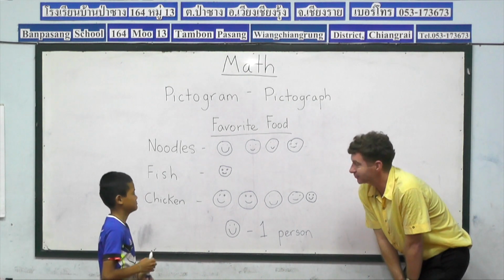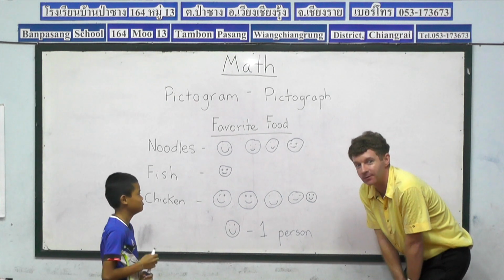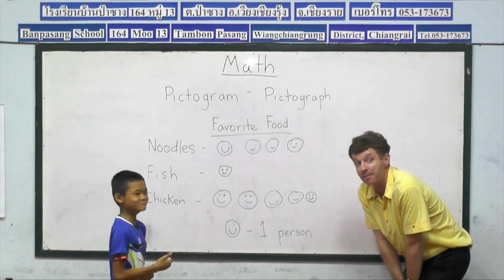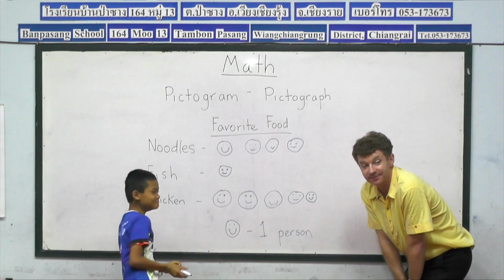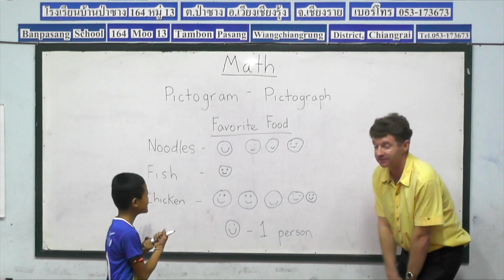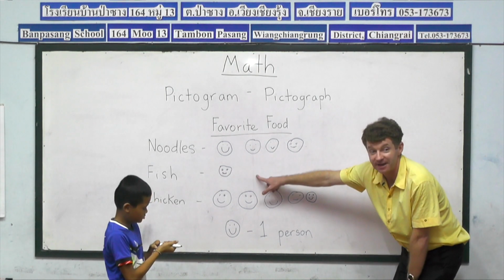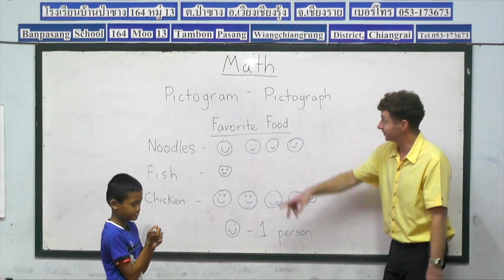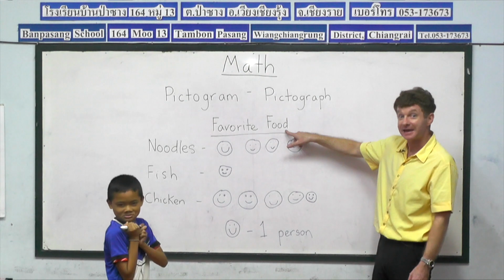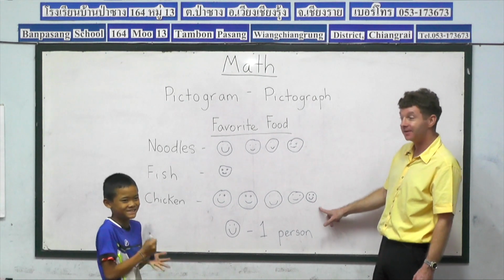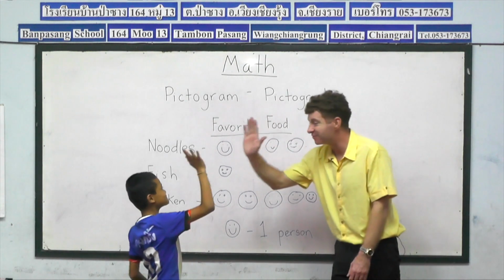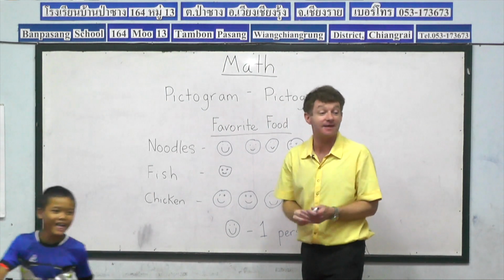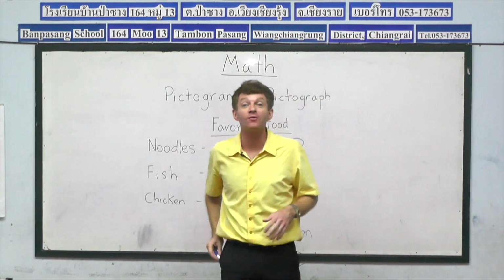Chicken. So which one has the most votes now? How many does chicken have? 5. How many does noodles have? 4. How many does fish have? 1. Which one wins? Chicken. So our favourite food in the classroom is chicken. Chu, that was excellent. High five. And now, guys, let's have a big round of applause for everybody doing a good job.